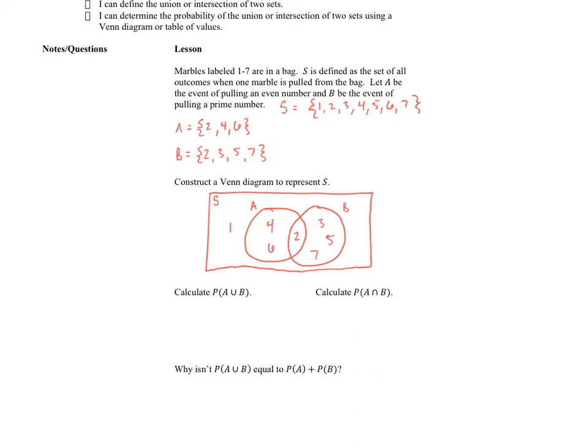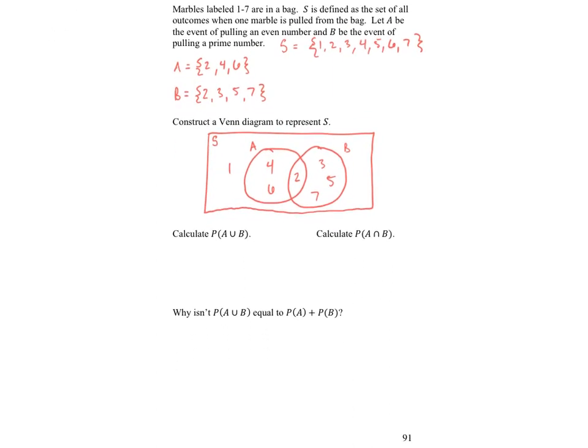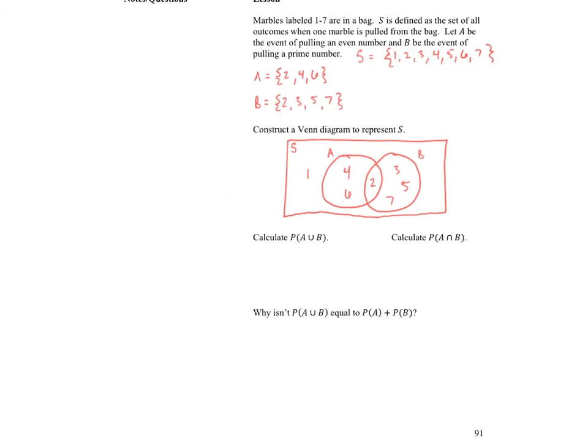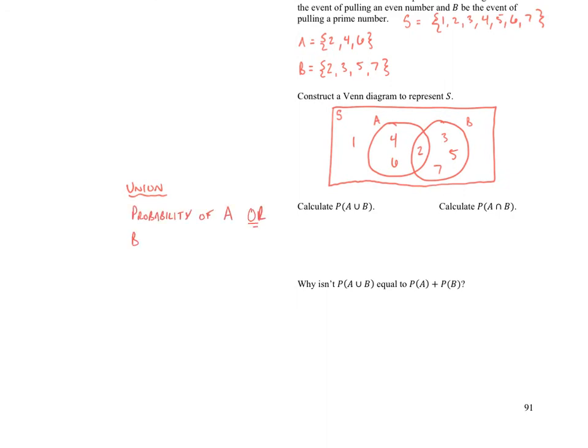So this is where we get into some new stuff, new vocabulary here. This says to calculate the probability of A union B. So we've got to define a union here. So what a union is, unions are just the probability of A happening or B happening. All right, so what I'm saying here with this, the probability of A union B, is I'm saying what is the probability that we pick a number that is either even or is a prime number. That's what this means.